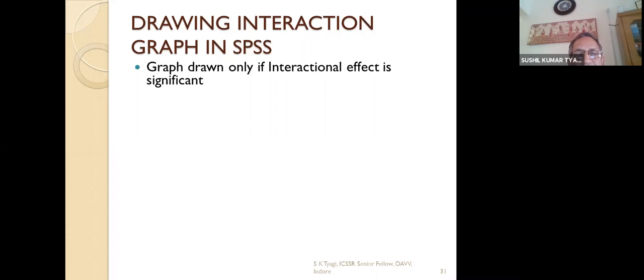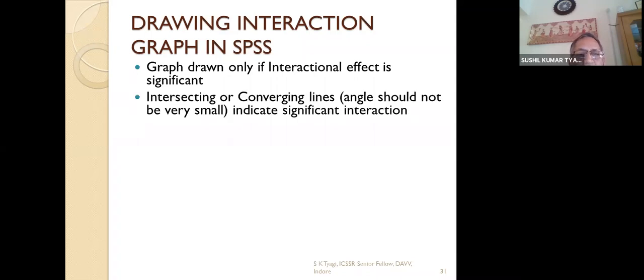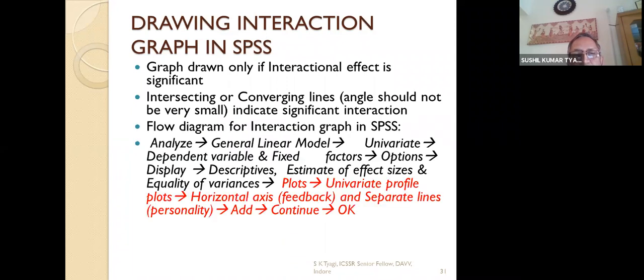Okay, drawing the interaction graph in SPSS. The graph is drawn only if the interactional effect is significant. Intersecting or converging lines, where the angle should not be very small, indicate significant interaction. Here they are converging, but they do not intersect. If extended, they will intersect. But the angle should not be very small. If it is very small, then they do not indicate significant interaction.